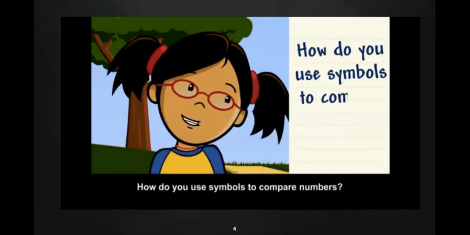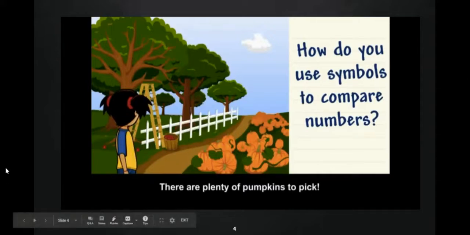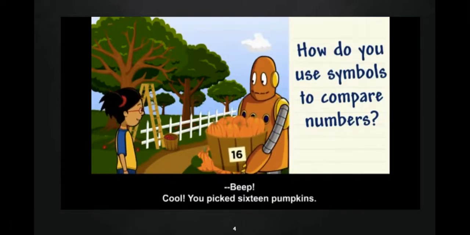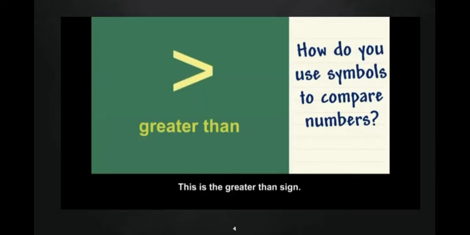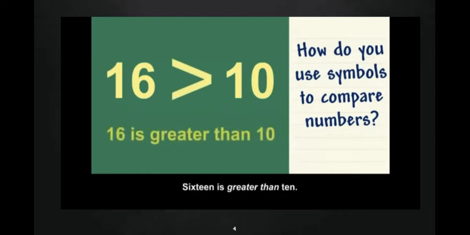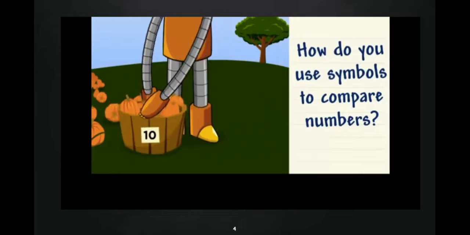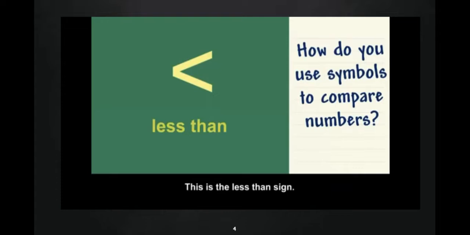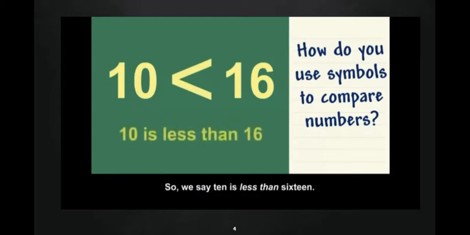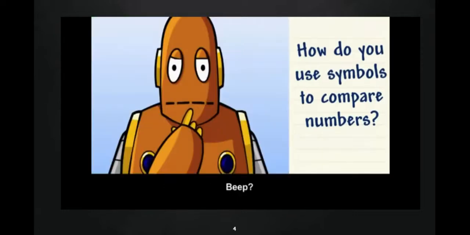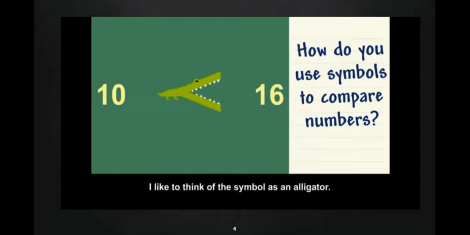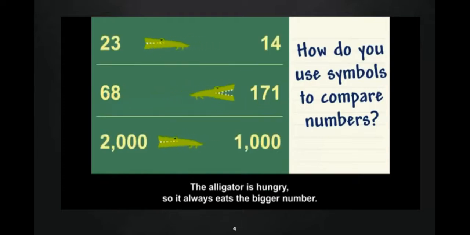How do you use symbols to compare numbers? There are plenty of pumpkins to pick. You can write a number sentence to compare numbers. Cool, you picked 16 pumpkins. That's more than Grandpop. This is the greater than sign. In a number sentence, the wider part faces the bigger number. 16 is greater than 10. This is the less than sign. In a number sentence, the corner points to the smaller number. So we say 10 is less than 16. Don't worry, you can make a picture in your mind to help remember the signs. I like to think of the symbol as an alligator. The alligator is hungry, so it always eats the bigger number.